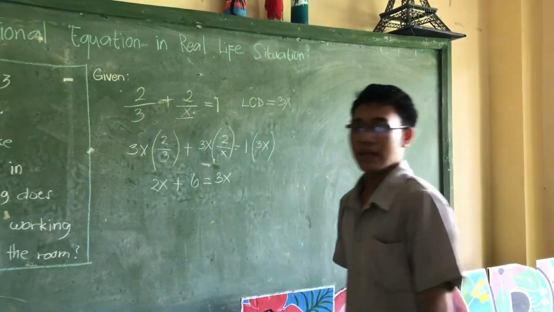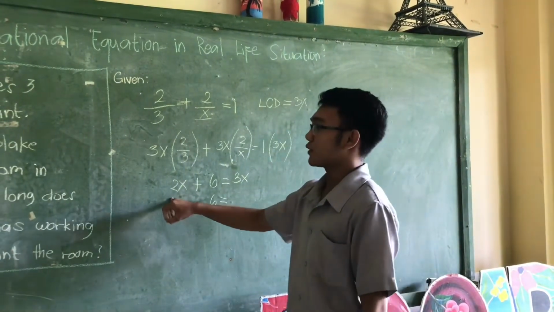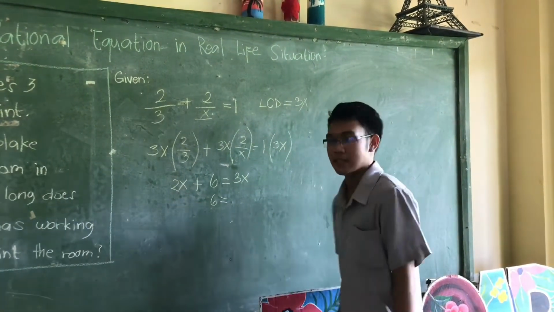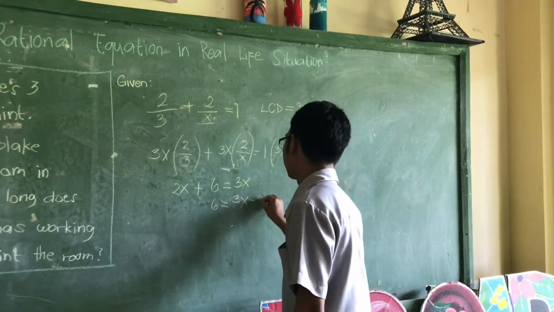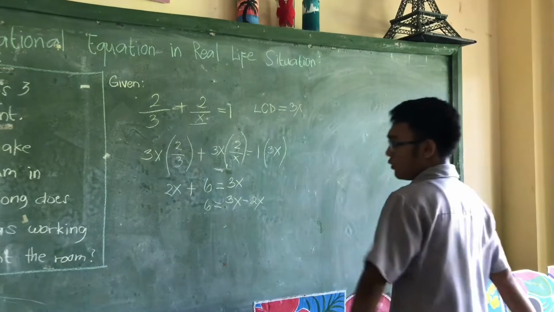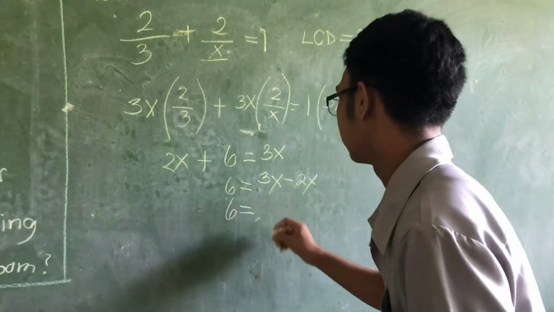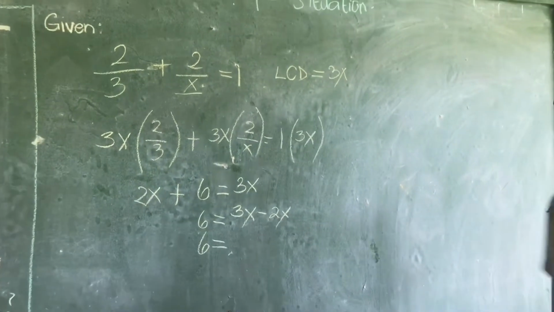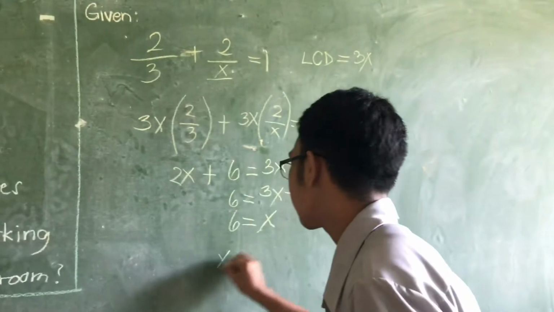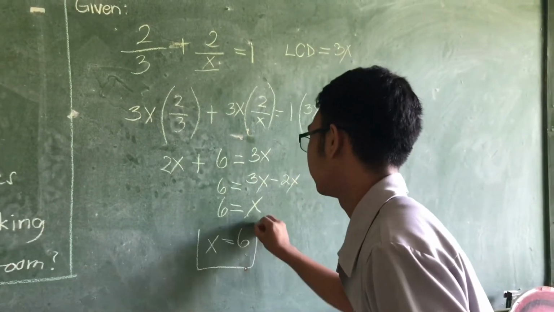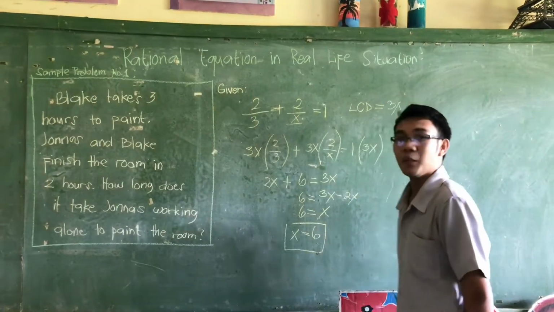Now, let's combine like terms. Since 2x is positive, we make it negative. Now, let's solve. 3x minus 2x is equal to x. And x is equal to 6. So Jonas took 6 hours to paint the room alone.